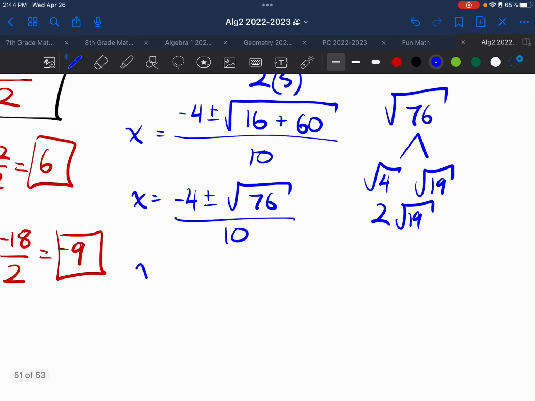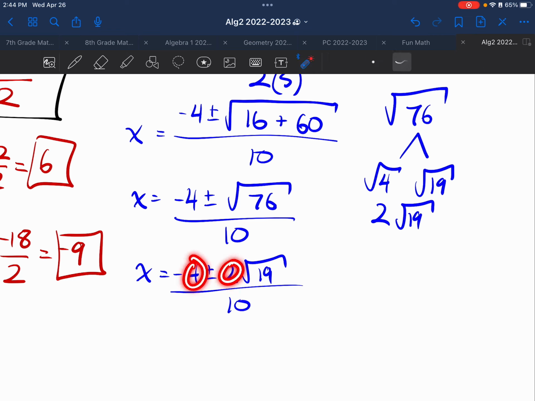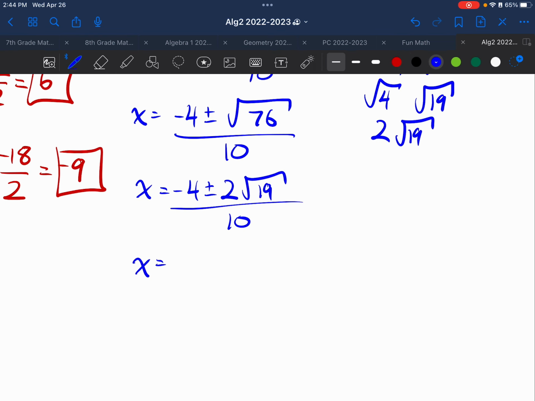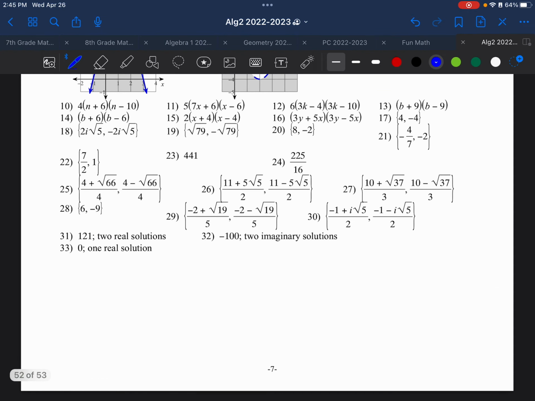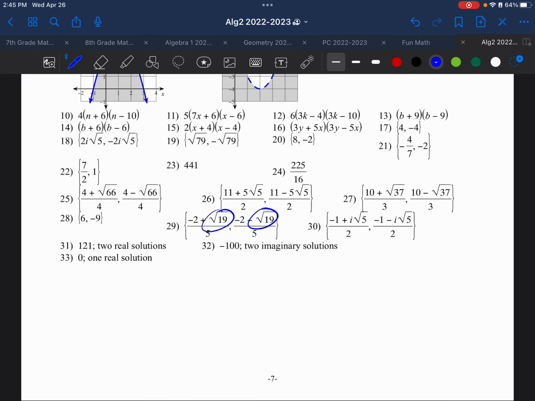So on our next step, I'm going to say x is equal to negative 4 plus or minus 2 root 19, and that's going to be all over 10. And that might be the final answer, except for the fact that this number and this number are all divisible by 2. So I'm going to divide all of them by 2. Here we go. This is really going to be x is equal to -2 plus or minus just the square root of 19 with no number out front, all over 5. That should be the answer that's on the back, I would guess. -2 plus or minus root 19, all over 5.